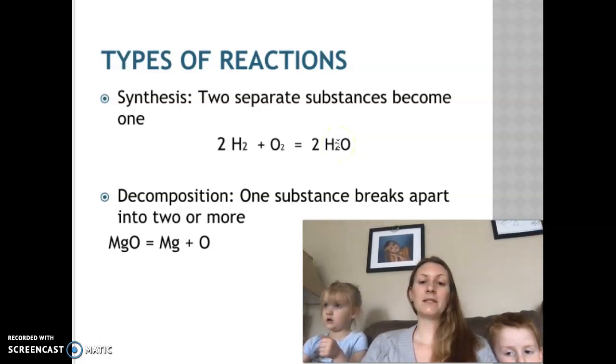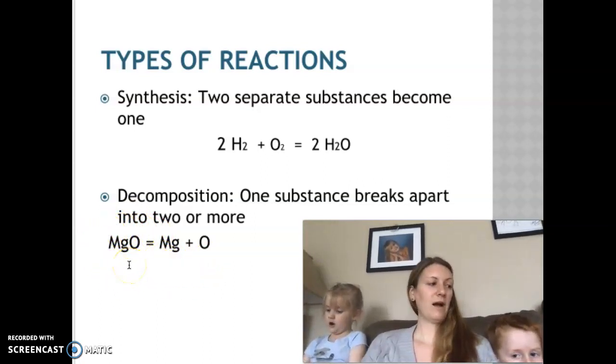Decomposition is the opposite of synthesis. I'm going to start with one compound and then break it apart into its elemental parts. So here we've got magnesium oxide that's being broken apart into magnesium and oxygen.